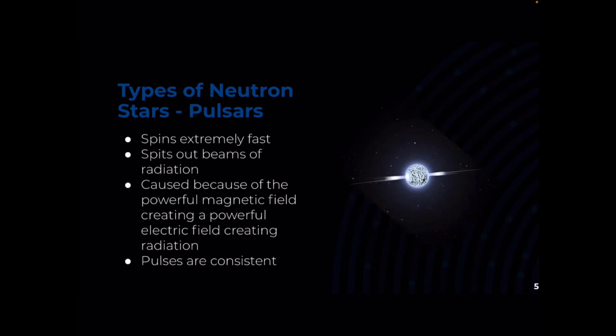Now on to pulsars. These neutron stars spit out beams of radiation. This is caused by their magnetic field and electrical field creating massive amounts of radiation, which is spit out from the poles. It's spit out from the poles because that's where the magnetic field comes from the star. The pulses are like clockwork and are consistent and unique to each pulsar. Scientists have discovered about 2,000 pulsars as of today.